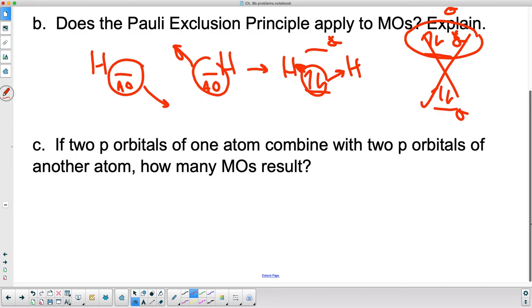If 2 p orbitals of one atom combine with 2 p orbitals of another atom, how many molecular orbitals result? That's easy, it's 4. I'm answering the same question as I did before. We conserve the orbitals. If I have 2 and 2, then I simply add them together.